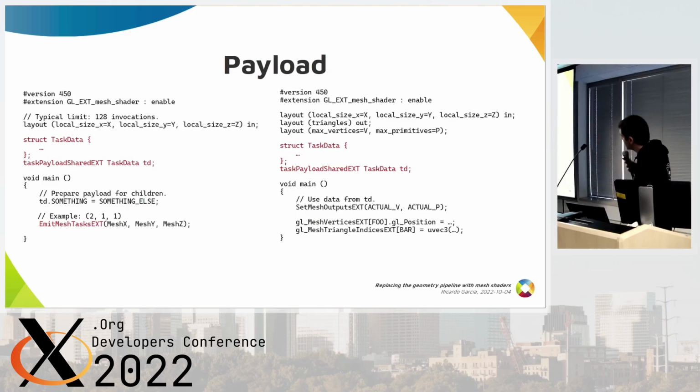This is done like this. I just put you a sample there. So on the left, you have a task shader. It's the first one I show you. You can see it also works like a compute shader, and invocations cooperate to process stuff and to generate the payload. And the payload is a variable declared with a task payload shared EXT qualifier. So these payloads work like shared memory from the task shader. And that's why they have the shared in the qualifier, obviously. And in the mesh shader, they are read-only. You can declare the same payload as in the task shader, and you can read data from it.